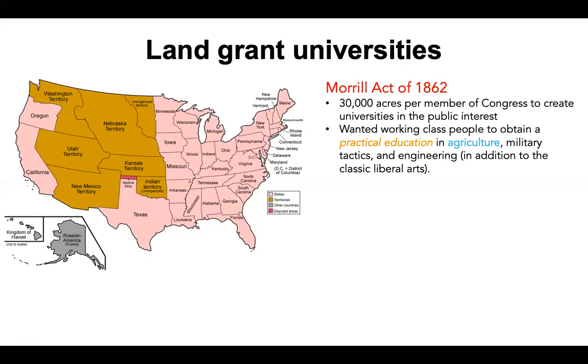So that would be 30,000 acres per member of Congress and per senator. The mission that they gave to them is they wanted to build universities for working class, middle class people to obtain a more practical education in agriculture, military tactics, and engineering. And this is in addition to the humanities, the classic liberal arts. Now, these universities were intended to be slightly different from the private universities at the time, the exclusive Ivy Leagues, which had a bunch of rich folks in them and stuff like that.